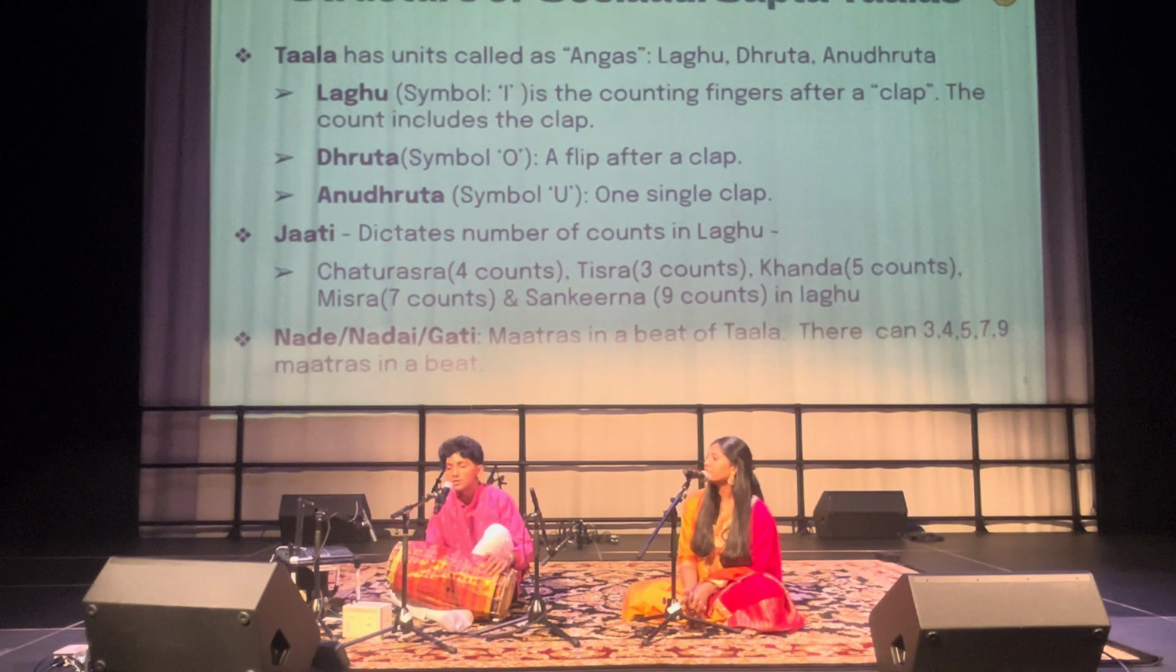So, let's go over the structure of Suladi Sapta talas now. As I said before, tala has these units called angas: laghu, drutam, and anudrutam. But outside of the Suladi Sapta tala system, we have other angas known as guru, plutam, and kakapadam. And we won't be talking about that today because our main focus is laghu, drutam, and anudrutam.